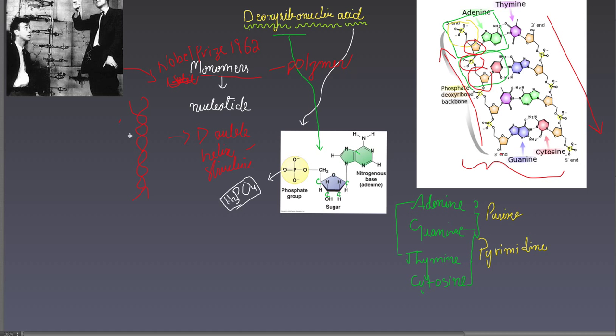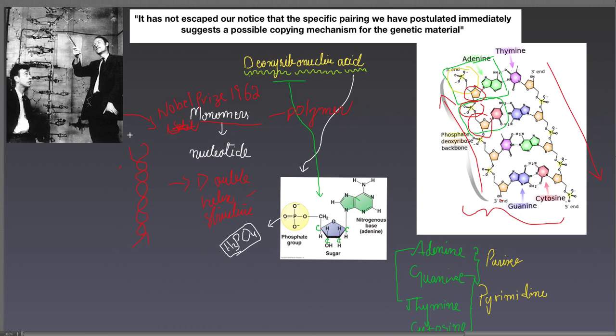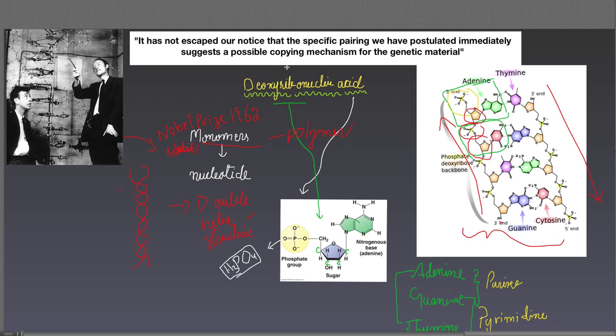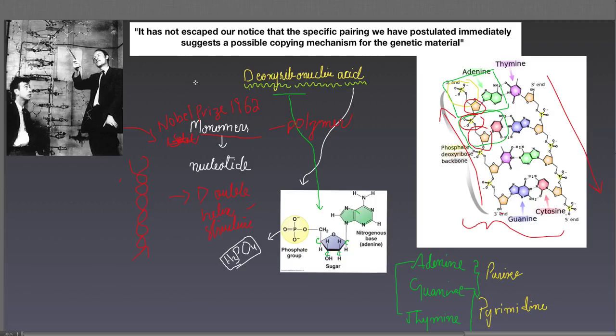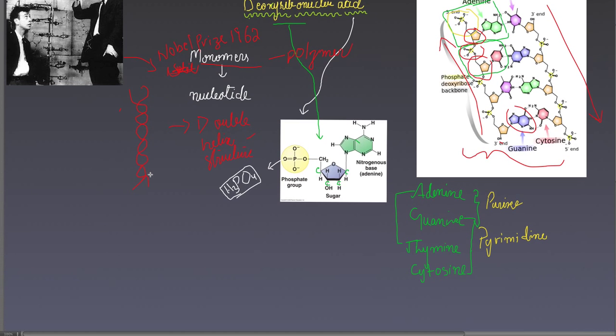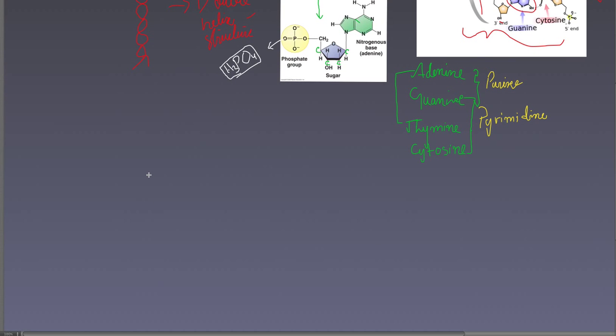So what were we discussing? Yes, how does the DNA copy itself? When they said it has not escaped our notice that the specific pairing we have postulated immediately suggests a possible copying mechanism for the genetic material, by specific pairing they mean that adenine pairs only with thymine and guanine only pairs with cytosine. So there is actually a theory which is accepted now.